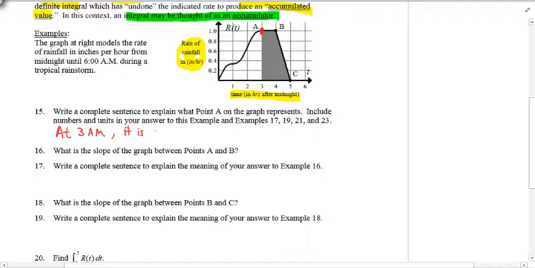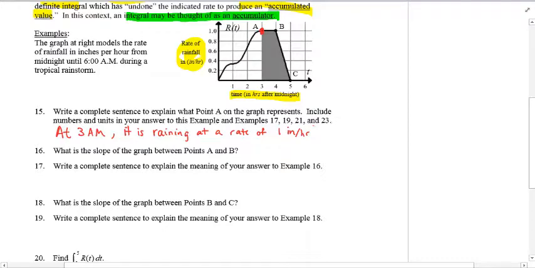It is raining at a rate of, in this case, 1 inch per hour. And that's what that point A represents on the rate graph. Okay.